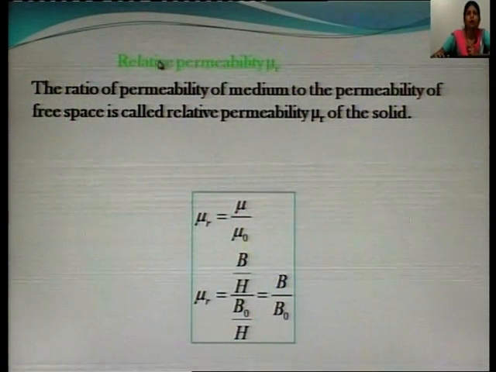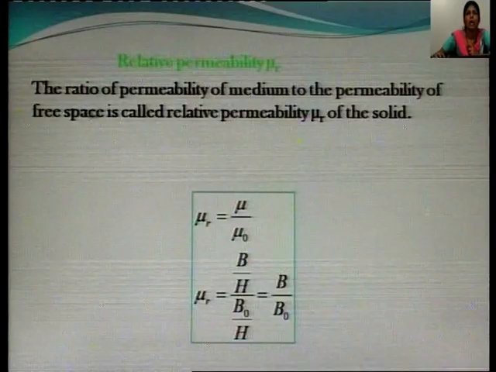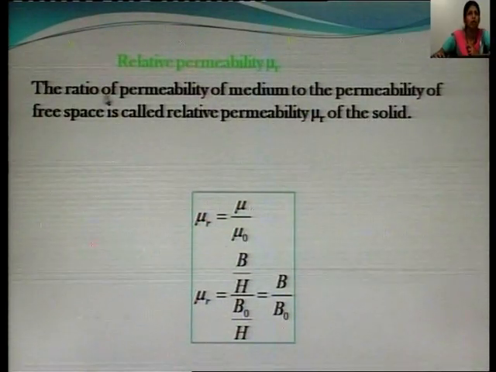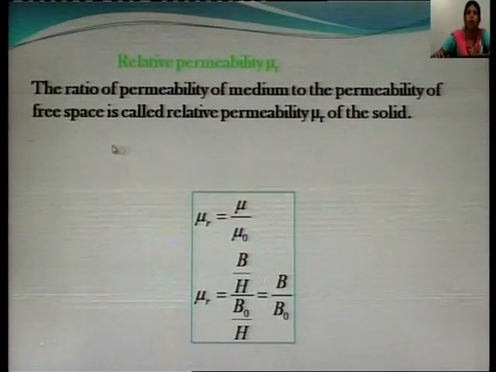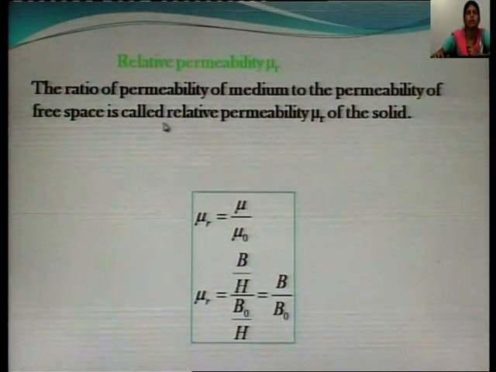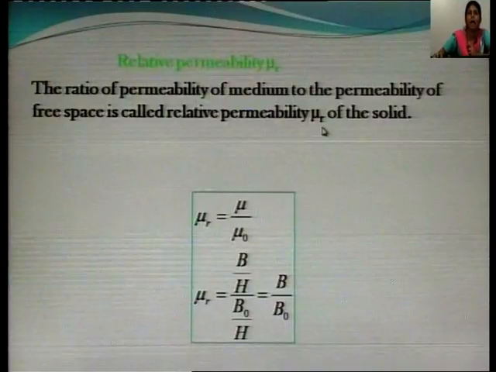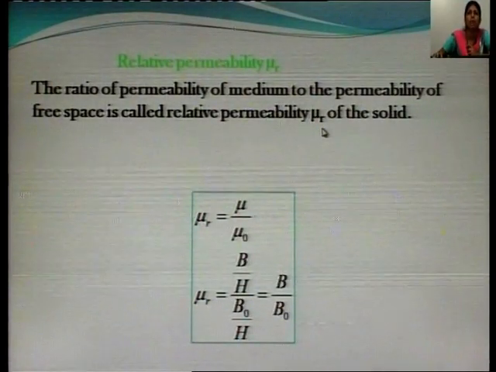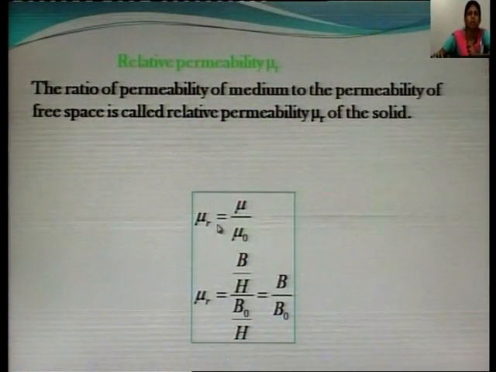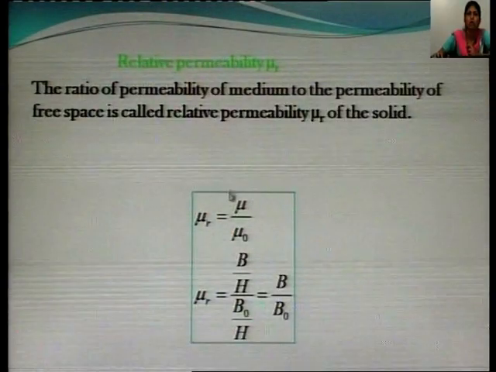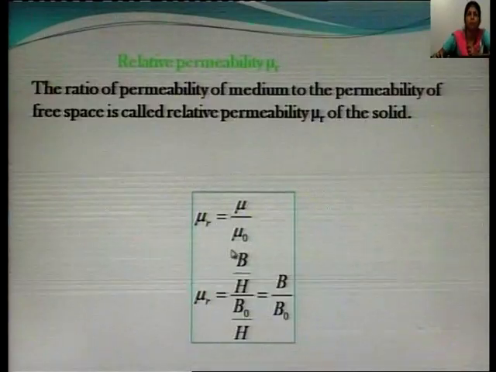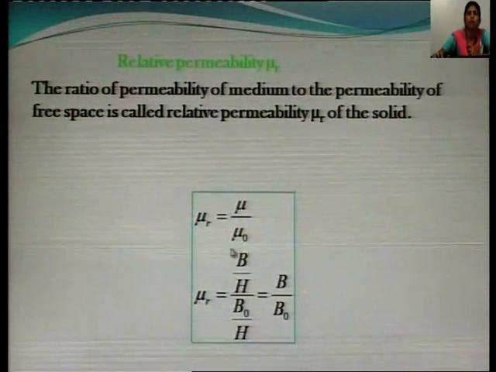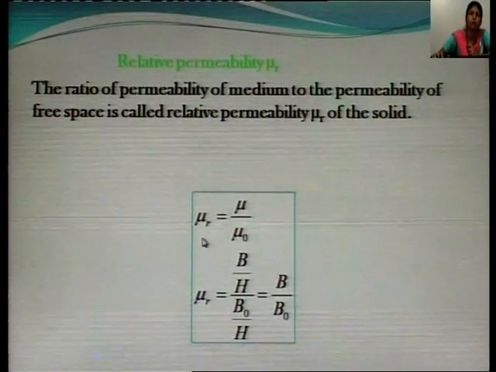And next is the relative permeability. Relative permeability is the ratio of permeability of a medium to the permeability of free space. It is known as relative permeability, and it is represented as mu r. So mu r is equal to mu, the permeability of any medium, to the permeability of free space. So this ratio gives the relative permeability.